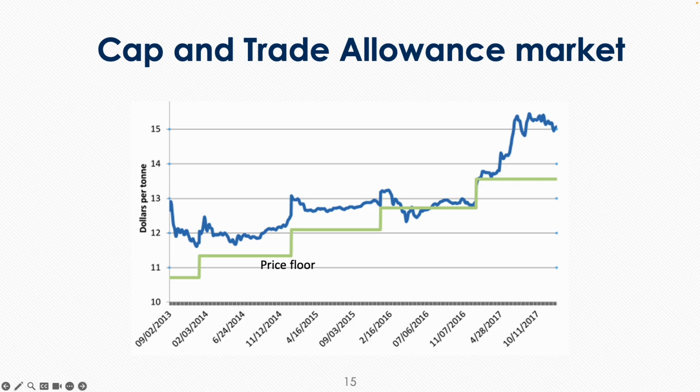Okay, so this slide is a couple years old. This is what prices looked like at the start of cap and trade in the primary market, right? And there is a price floor where prices can't fall below that, although I don't know why actually those prices are below it.